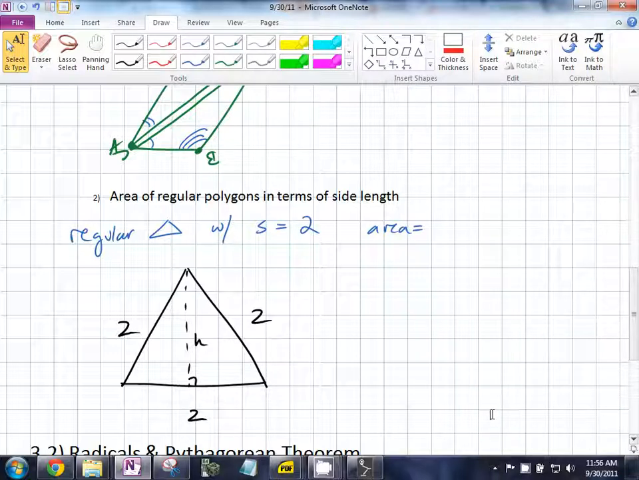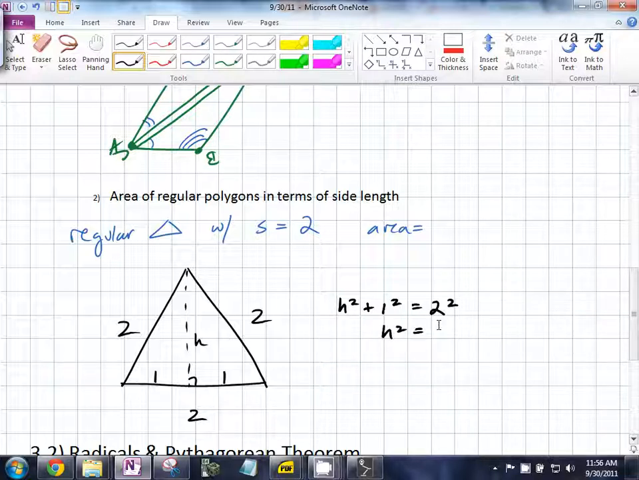So you know that h squared plus 1 is equal to 2 squared. So h squared is equal to 3. So what's the height equal to? Root 3. So the area of this triangle is 1/2 times the base, which is 2, times the square root of 3. Okay, so we just did an equilateral triangle. So let's do an easier one.